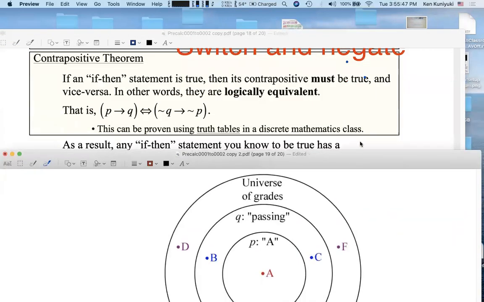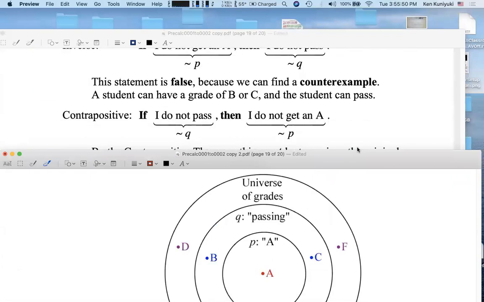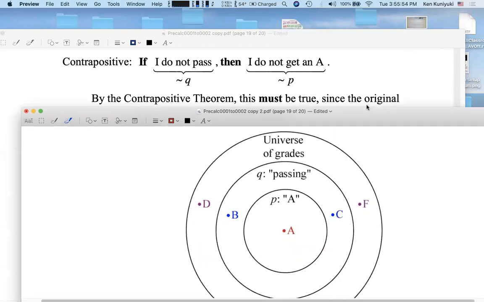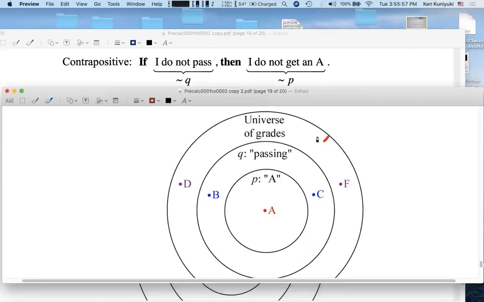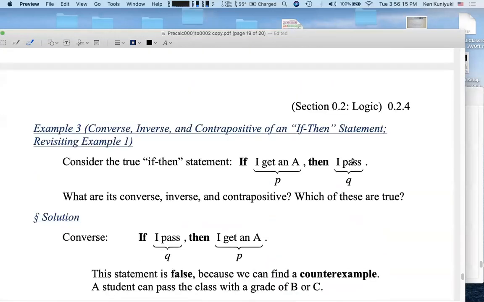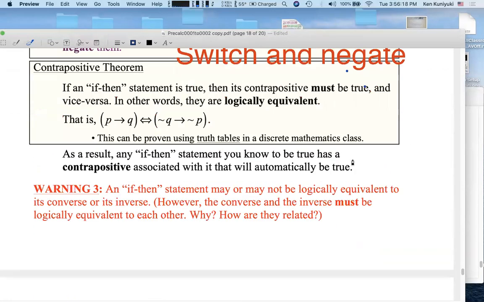What does the contrapositive say? If I do not pass, then I do not get an A. If you do not pass, then you're out here somewhere. Is it possible that you're in here, that you get an A? No, that's impossible. If you're outside the outer disk, there's no way you're inside the inner disk. If you're not passing, there's no way you're getting an A. The contrapositive theorem: if an if-then statement is true, the contrapositive is automatically true.